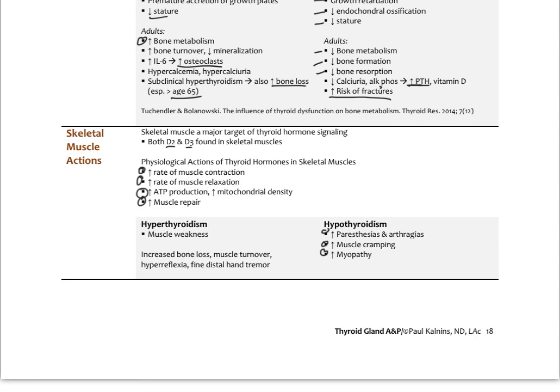Hyperthyroidism generally causes muscle weakness. We of course get increased bone turnover, we get increased muscle turnover, hyperreflexia, that fine distal hand tremor. I've seen in hyperthyroid patients, again, they have very little exercise tolerance. Their respiratory muscles become weak, they get short of breath very easily, and they just can't really sustain any aerobic or anaerobic effort. So that would be the hyperthyroidism effects.